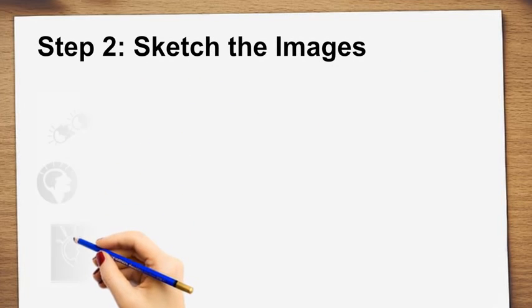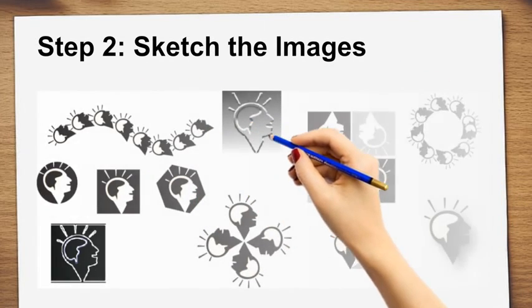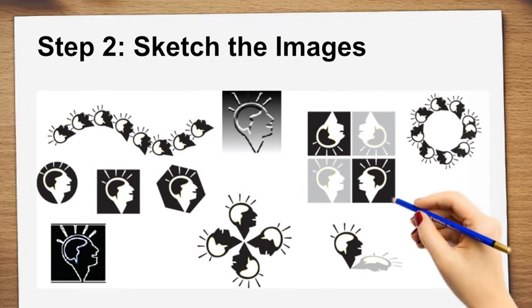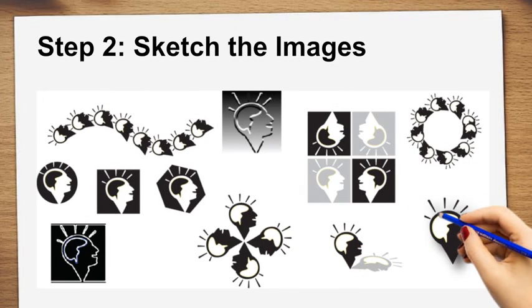Next, begin to sketch out images that can represent the words you wrote down in the previous step. These are some examples for the words light bulb and brain. At this point, you should still be using pencil and paper, not the computer.